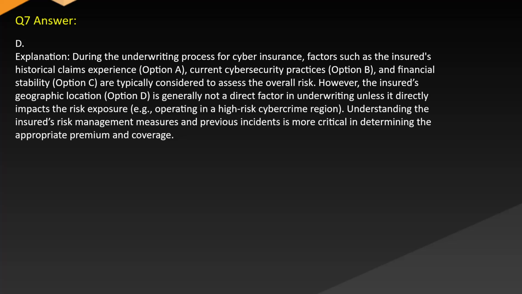Answer. D. Explanation. During the underwriting process for cyber insurance, factors such as the insured's historical claims experience, option A, current cybersecurity practices, option B, and financial stability, option C, are typically considered to assess the overall risk. However, the insured's geographic location, option D, is generally not a direct factor in underwriting unless it directly impacts the risk exposure, e.g., operating in a high-risk cybercrime region. Understanding the insured's risk management measures and previous incidents is more critical in determining the appropriate premium and coverage.